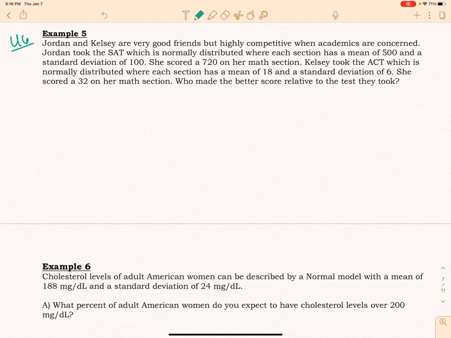Okay, so if I want to compare these scores, I want to know who made the better score relative to the test they took. Well, since the ACT and the SAT are on different scales, it's hard to answer that question. That means you're going to need to rely on your Z-score to find the answer. So what I'm going to do is look at Jordan's SAT score, which has a mean of 500 and a standard deviation of 100.